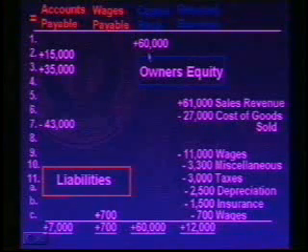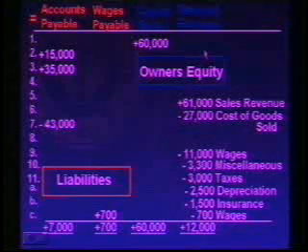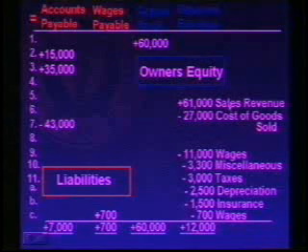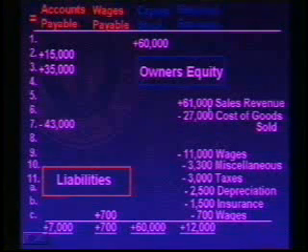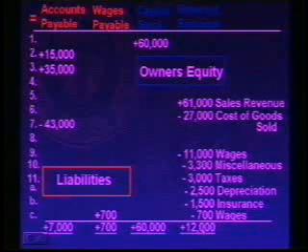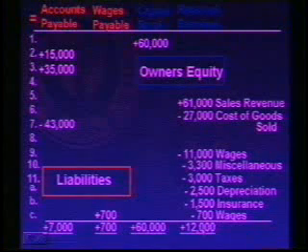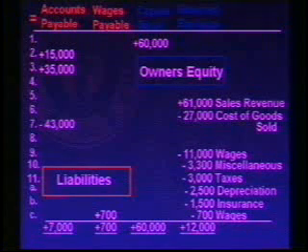Wages payable, capital stock. The last column is the retained earnings column, and it lists all of the various revenues. The sales revenue is 61, plus all of the expenses. And notice the net down here. The net's going to be $12,000. So what will retained earnings be for the end of the year? $12,000. What's net income as of the end of the year?